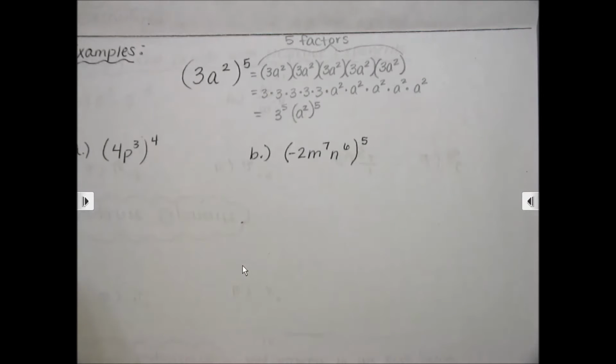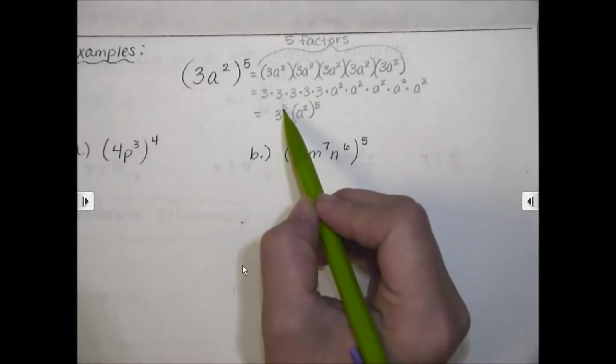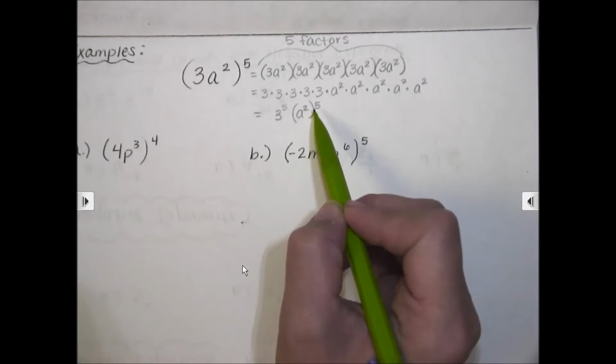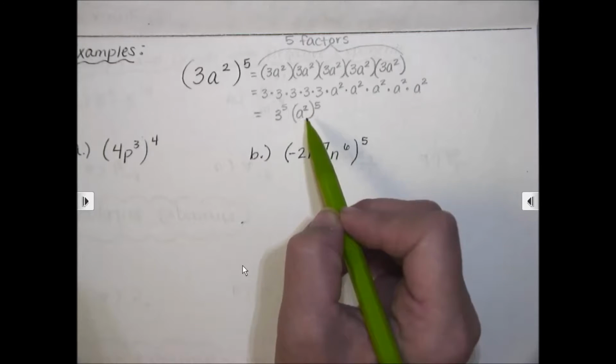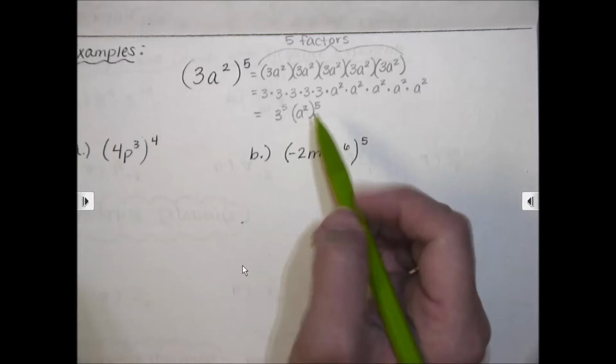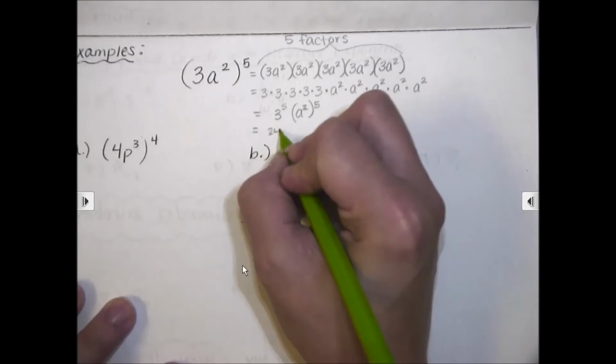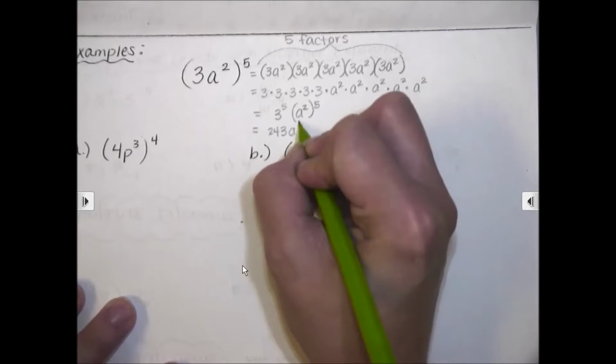So this breaks all the way down to the point where you can tell me what 3 to the 5th power is, and this should look familiar to you because we just did this example. The power of a power. So this would be a to the what power? So 3 to the 5th power is 243, and then a to the 10th power.